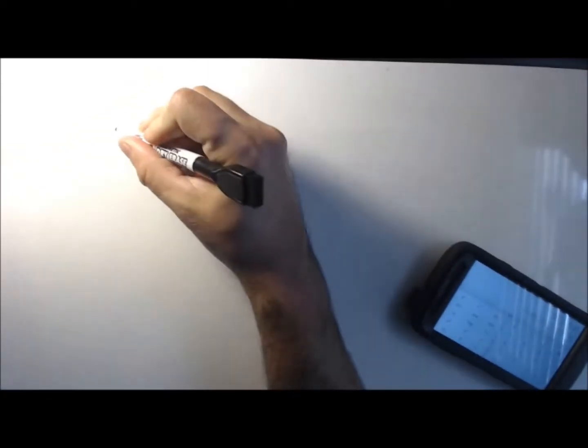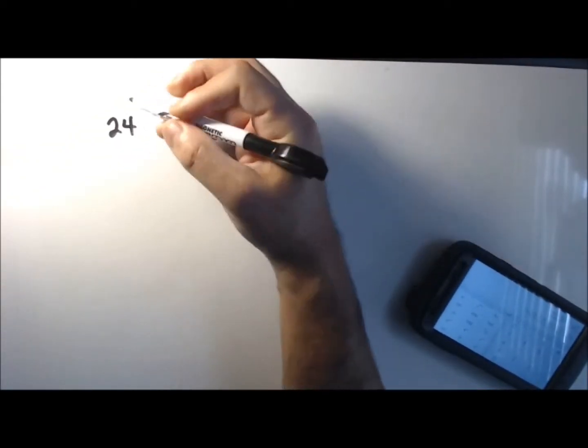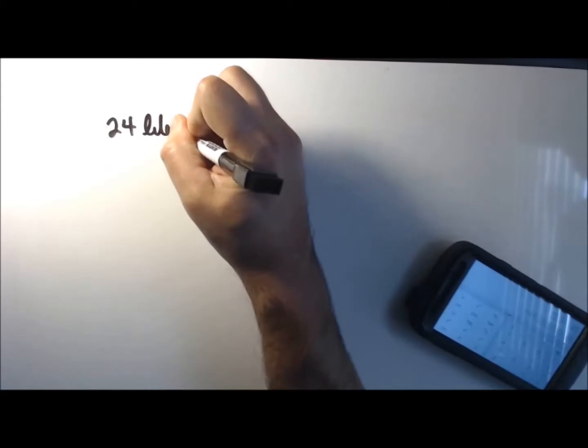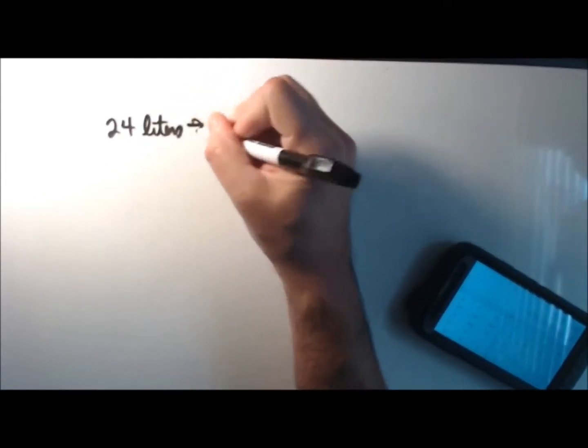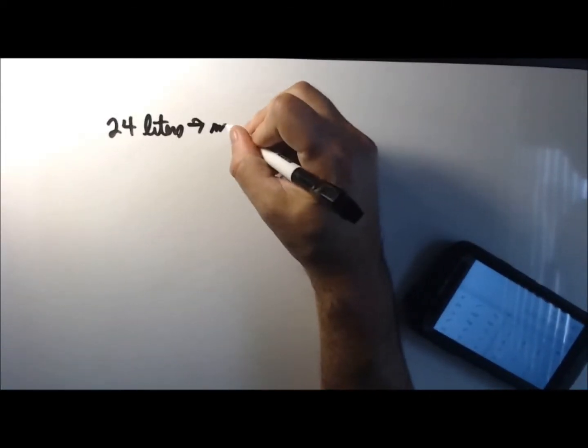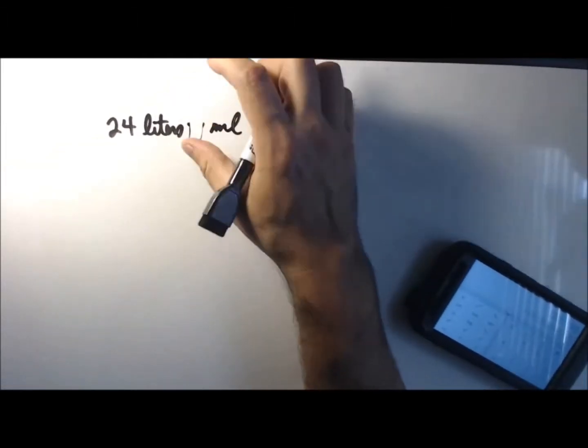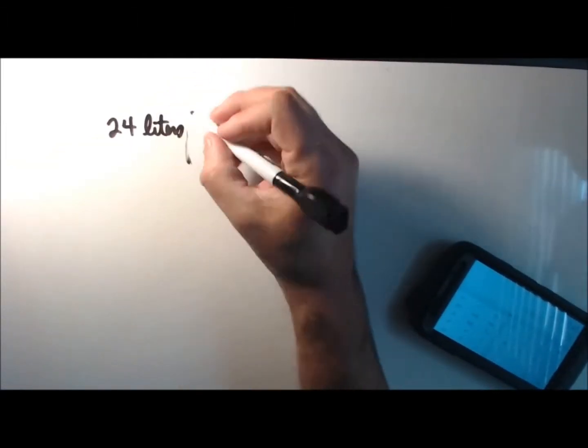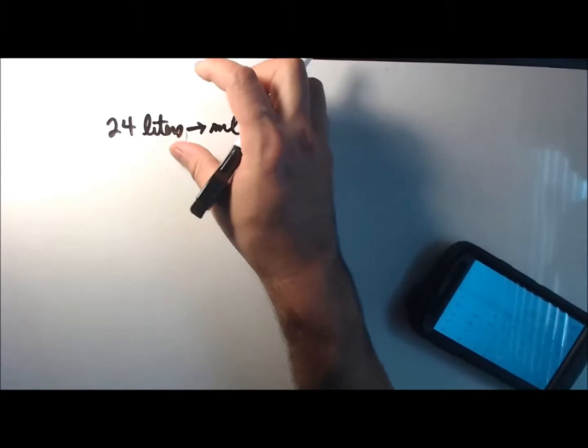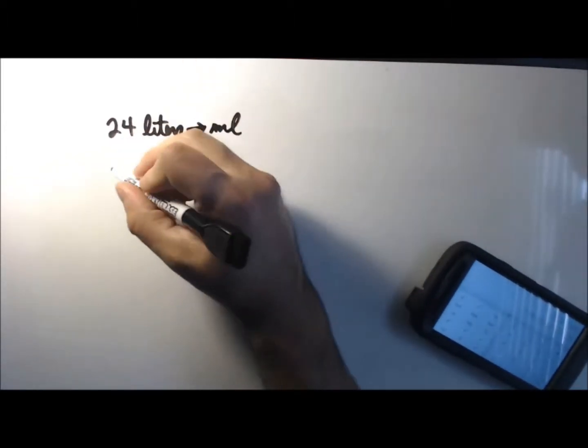Okay, let's take a look at number 2. Number 2 is asking us to take 24 liters and convert that to milliliters. Let me make that look more like an arrow. Milliliters. All right, so let's see here. Write down what we're given.